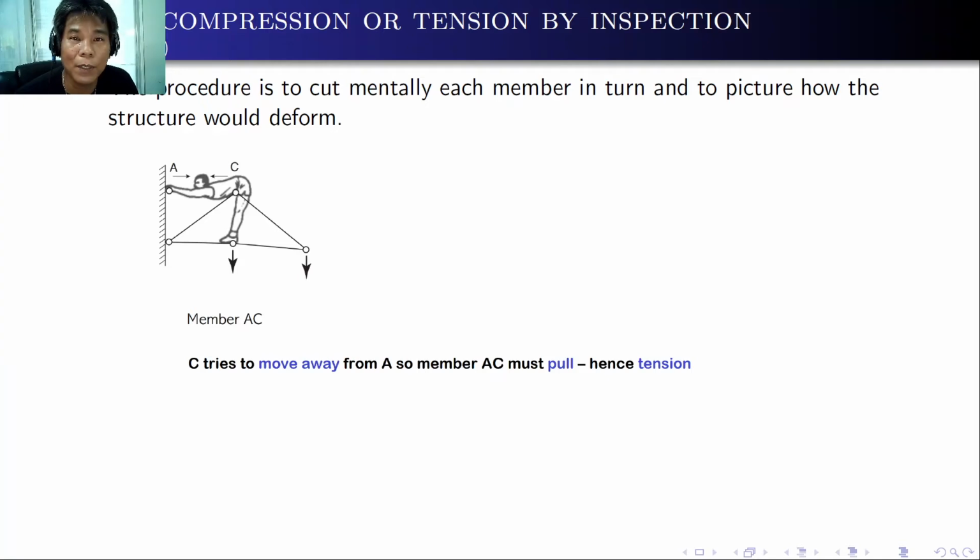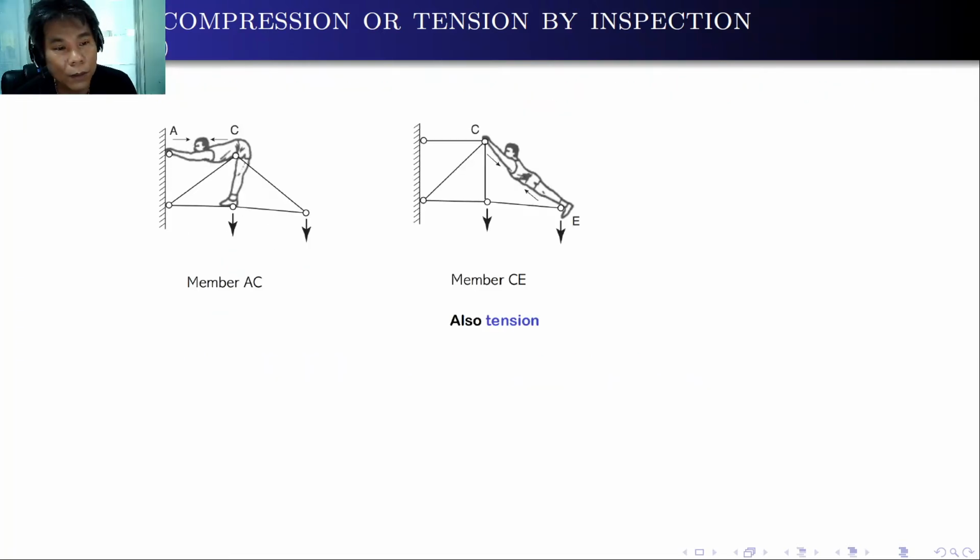If we cut the member AC, what will happen to the structure? Can you imagine? There are forces on this side. So joint C tries to move away from point A. So member AC must pull, or it is in tension. That's how we know that AC is in tension.